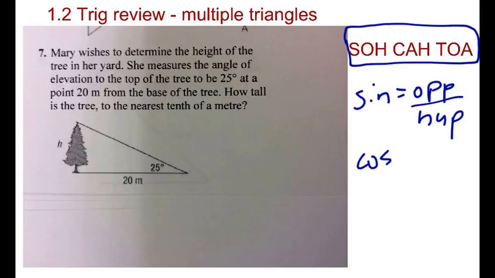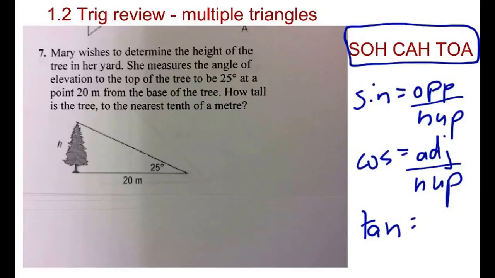Cosine was adjacent over hypotenuse. And tan was opposite over adjacent. So those are going to be what we're going to continue with today, but what we're going to look at is word problems and problems that have multiple triangles, so we can use them in combination.